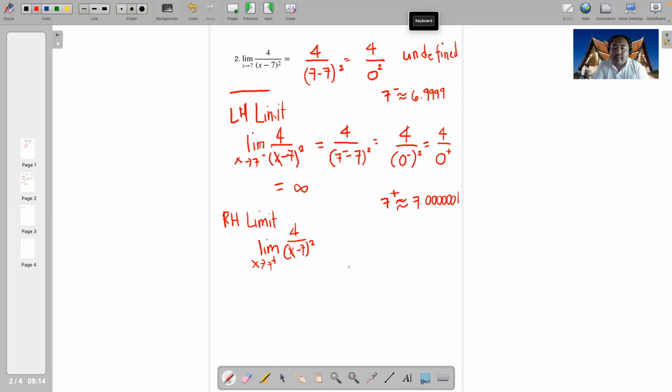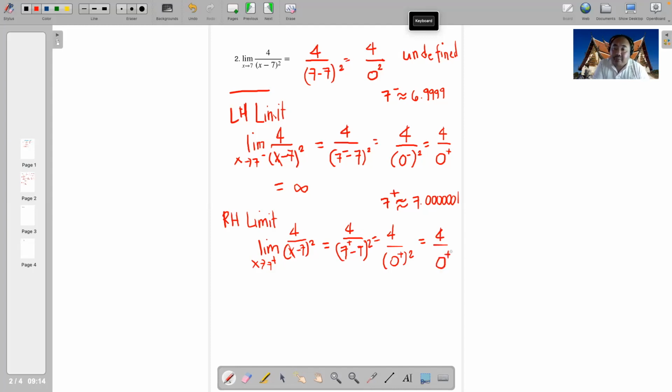7.0000001. Okay. Now, it is very clear that when you subtract 7 from this number, 7.0000001 minus 7 gives you a small but nonetheless positive number, and then squared. Don't forget you have to square. So you have a small positive number and you square that, you still get a small positive number. Diba? So that means this is 4 over 0 plus.